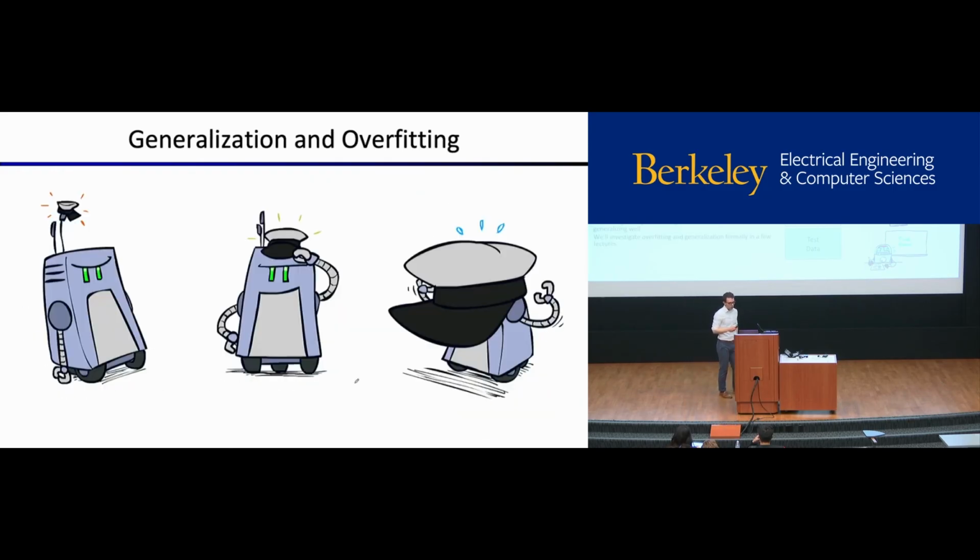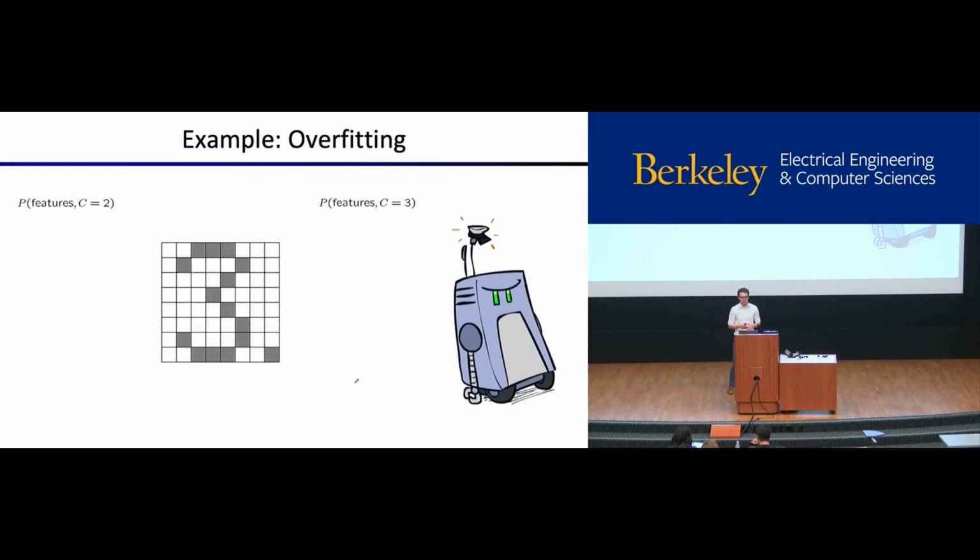All right. So the issue is we want to try to avoid overfitting. So here we have a hat that is just too big, like it's overfit to this robot. And our example for this is digit classification. So imagine I saw this number, this 3, and I have these pixels.